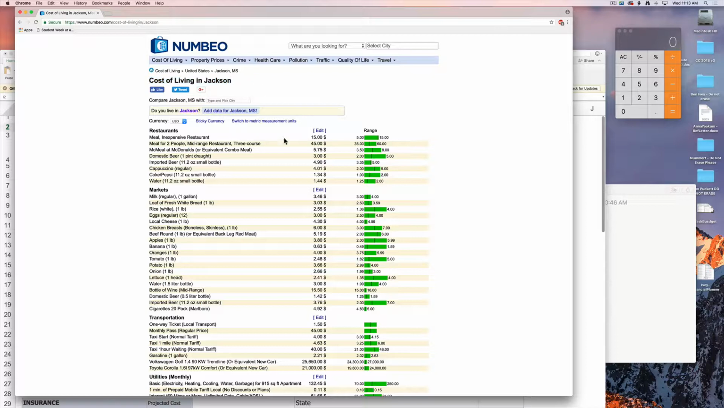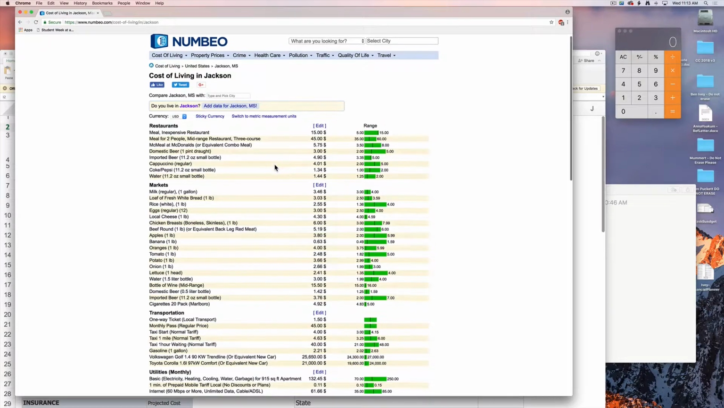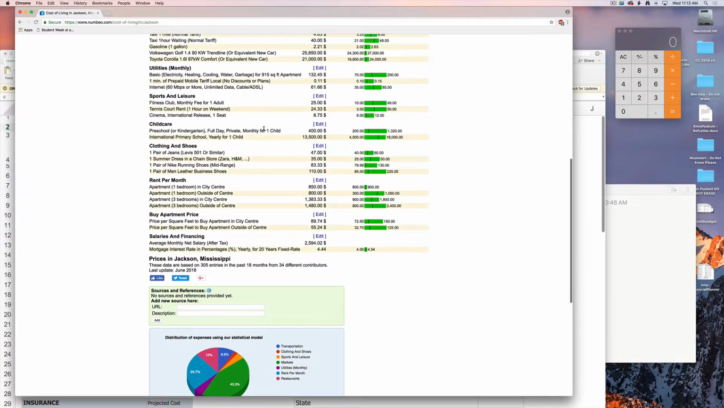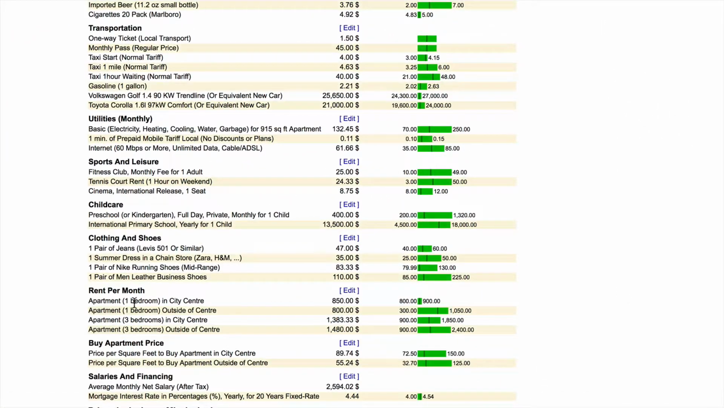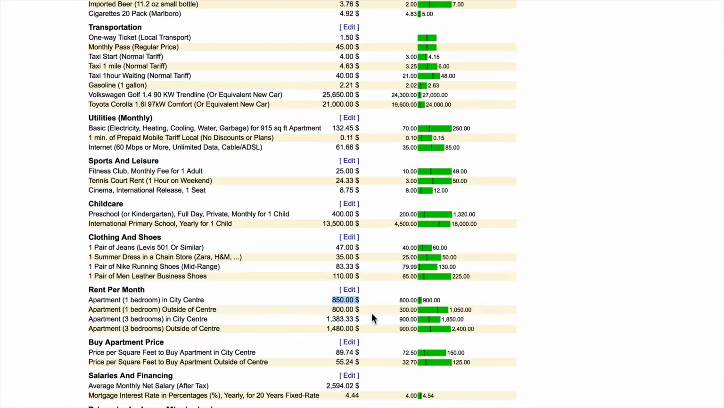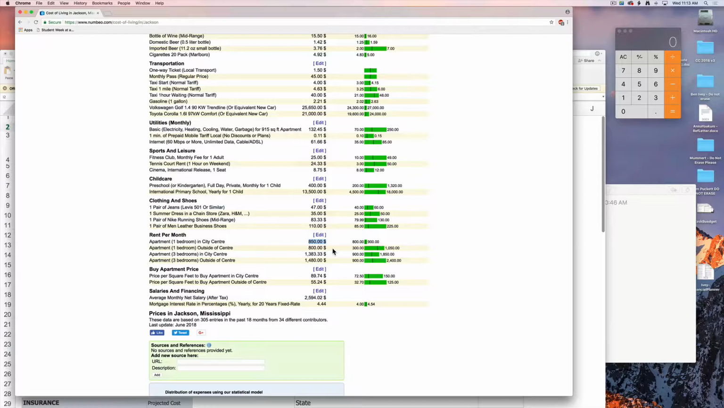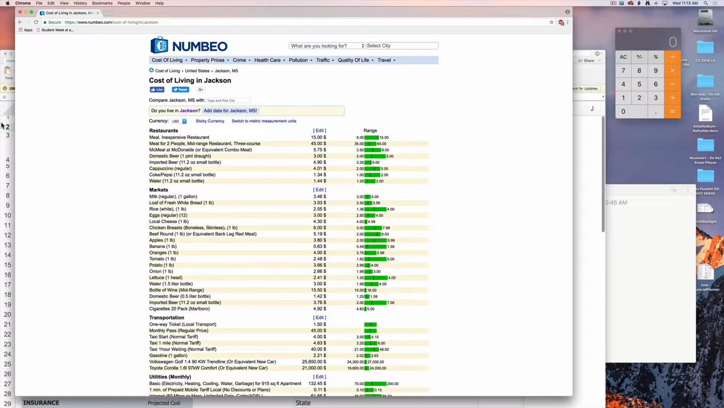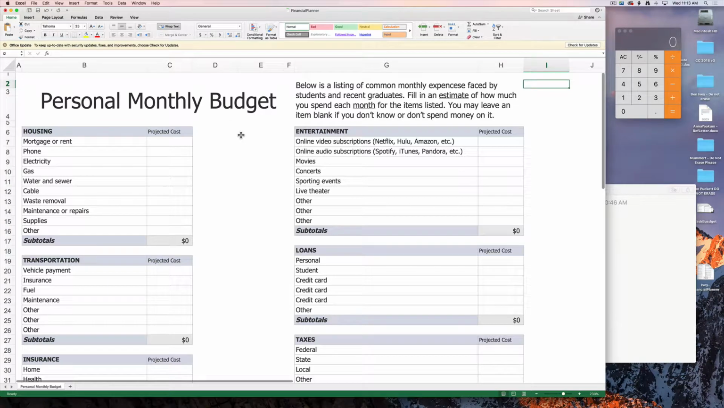I've already done this for Jackson, Mississippi. So if I didn't know the cost of renting an apartment in Jackson, Mississippi, I can look it up on this spreadsheet and I see that the cost for a one-bedroom apartment is about $850. Keep in mind that this is just an estimate for all of these different prices. Sometimes they'll be higher, sometimes they'll be lower, but it is a good starting point. You can look up a good cost estimate for just about everything on here online, or even better, ask somebody that you know who is already paying for these kinds of things.